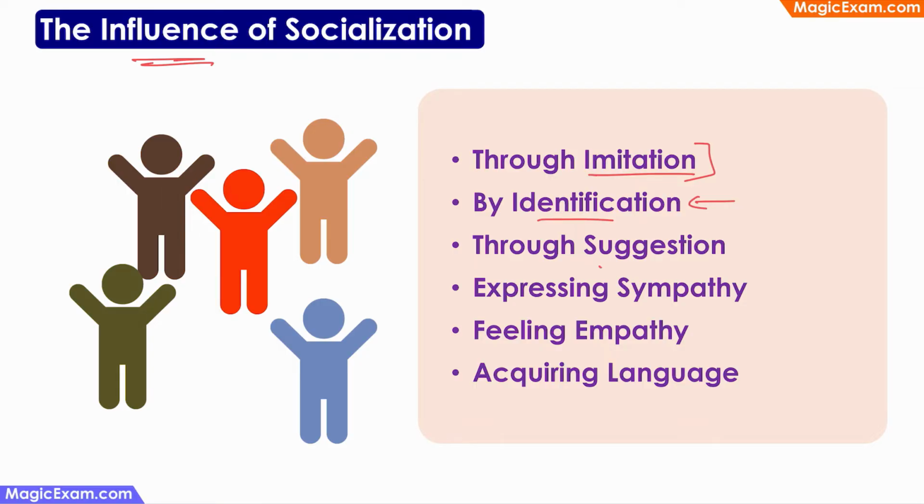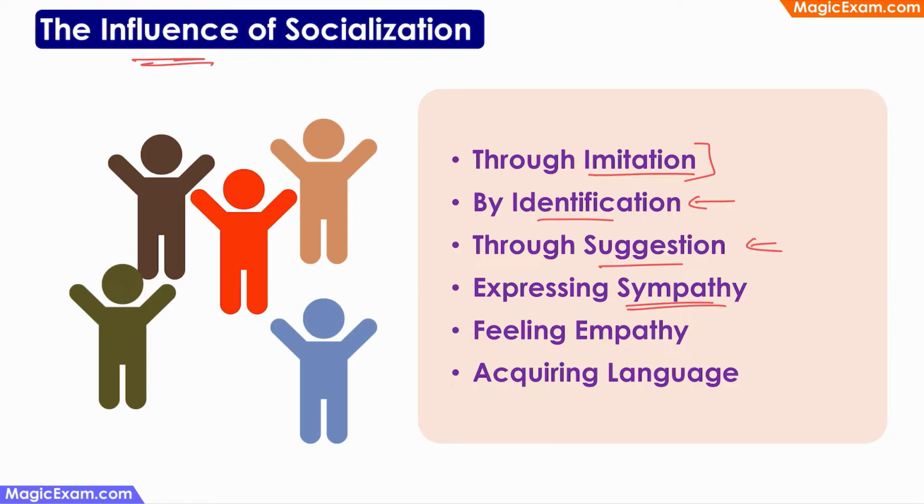And then it can be through suggestion as well, because if somebody in that social group is suggesting to the child to behave in a particular way and the child changes his or her behavior accordingly, then that is change in behavior due to suggestion. And the child might actually be sympathetic towards somebody in that social group.